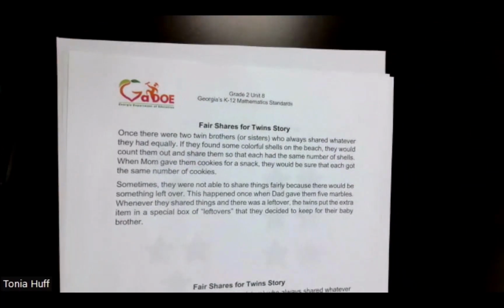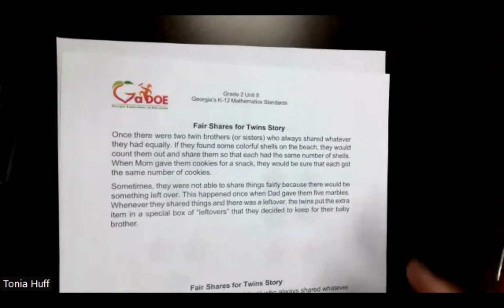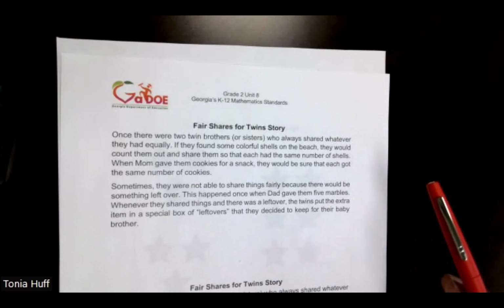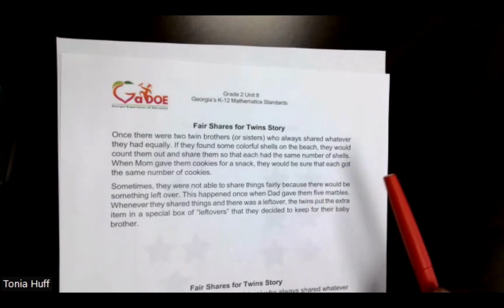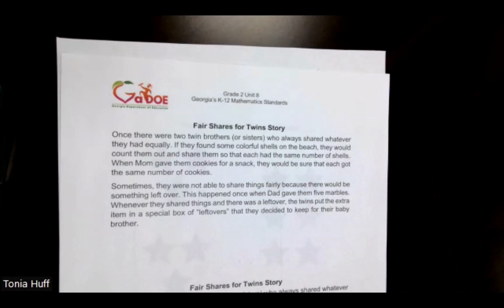So once there were two twin brothers or sisters who always shared whatever they had equally. If they found some colorful shells on the beach, they would count them out and share them so that each had the same number of shells. When mom gave them cookies for a snack, they would be sure that each got the same number of cookies.